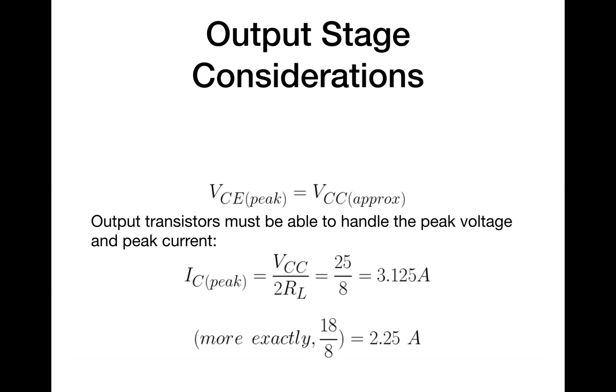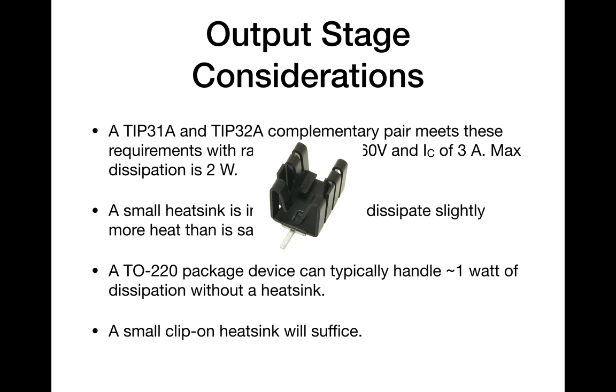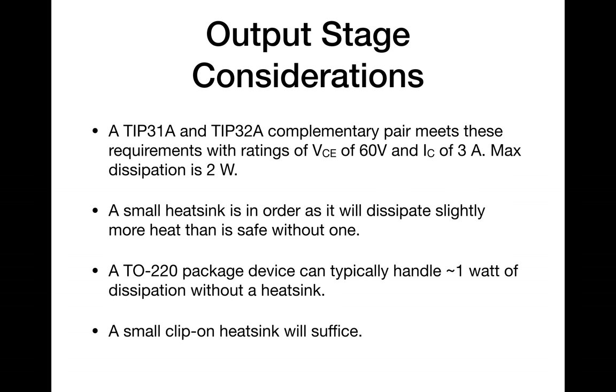And a TIP31 and TIP32 TO220 package transistors will meet those ratings, because they have a maximum collector current of around 3 amps. And in this case, the dissipation will be around 2 watts. Now, a TO220 package device can safely dissipate a little less than a watt of heat without a heat sink, just by itself. So if you put a little clip-on heat sink on, that will be perfectly fine. That'll dissipate all the heat that's needed.